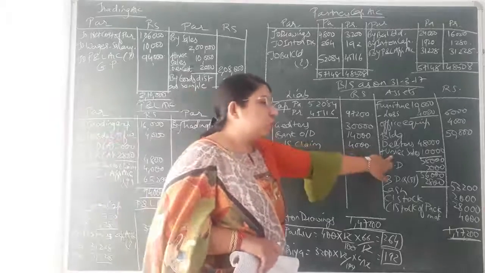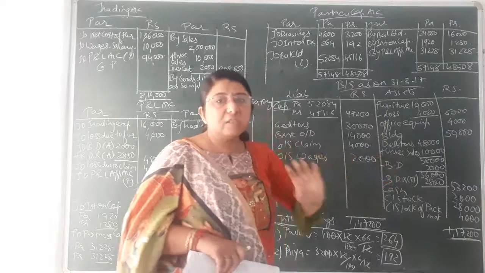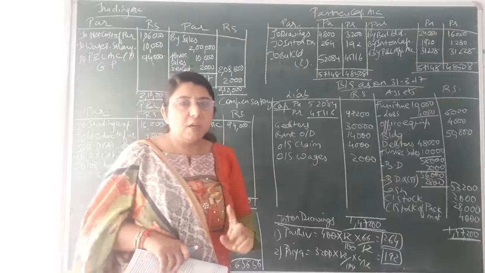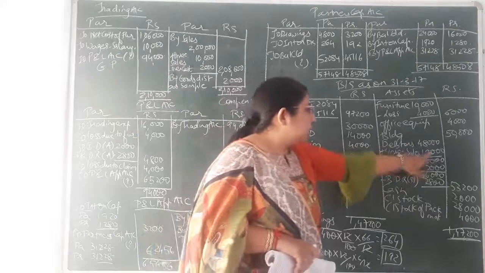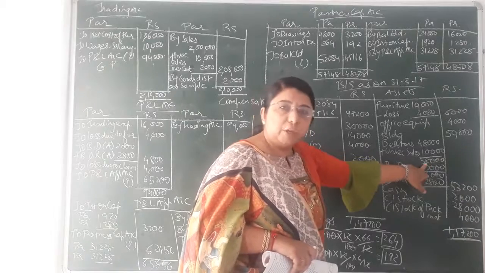And on the asset side, so second effect, that is debit effect. So always an adjustment will have two effects, one debit and the other one credit. Okay, so plus unrecorded sales, that is 10,000, total that came to 58,000.